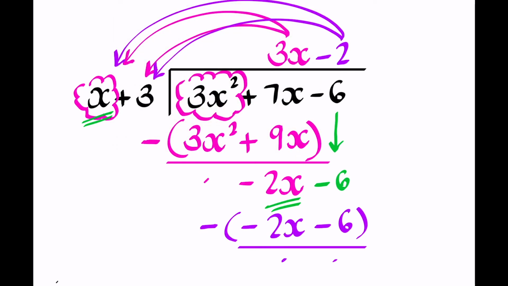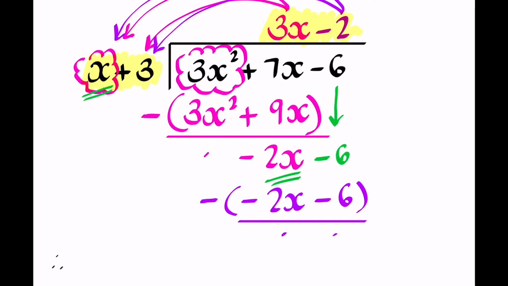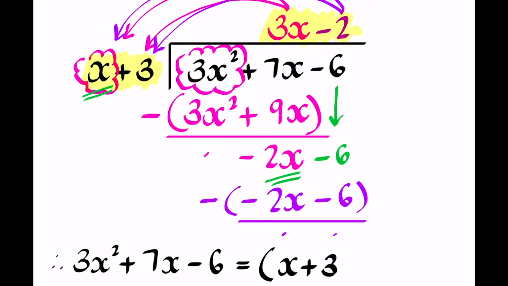So therefore, I would be able to say that the 3x squared plus 7x minus 6, which was my trinomial, is now factorized as what I divided in and what I got as a result. So I could now say, therefore, that 3x squared plus 7x minus 6 could be factorized as x plus 3 multiplied with 3x minus 2.